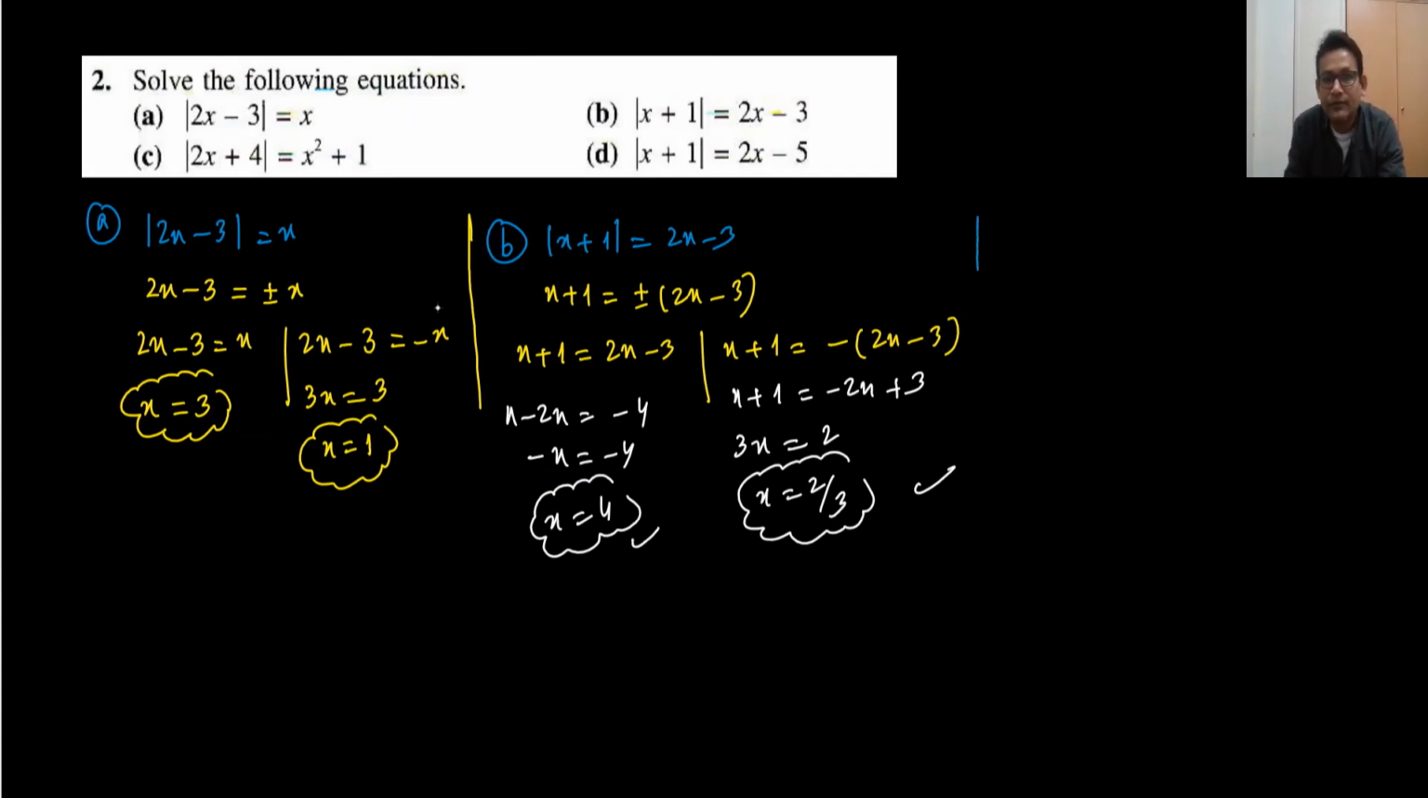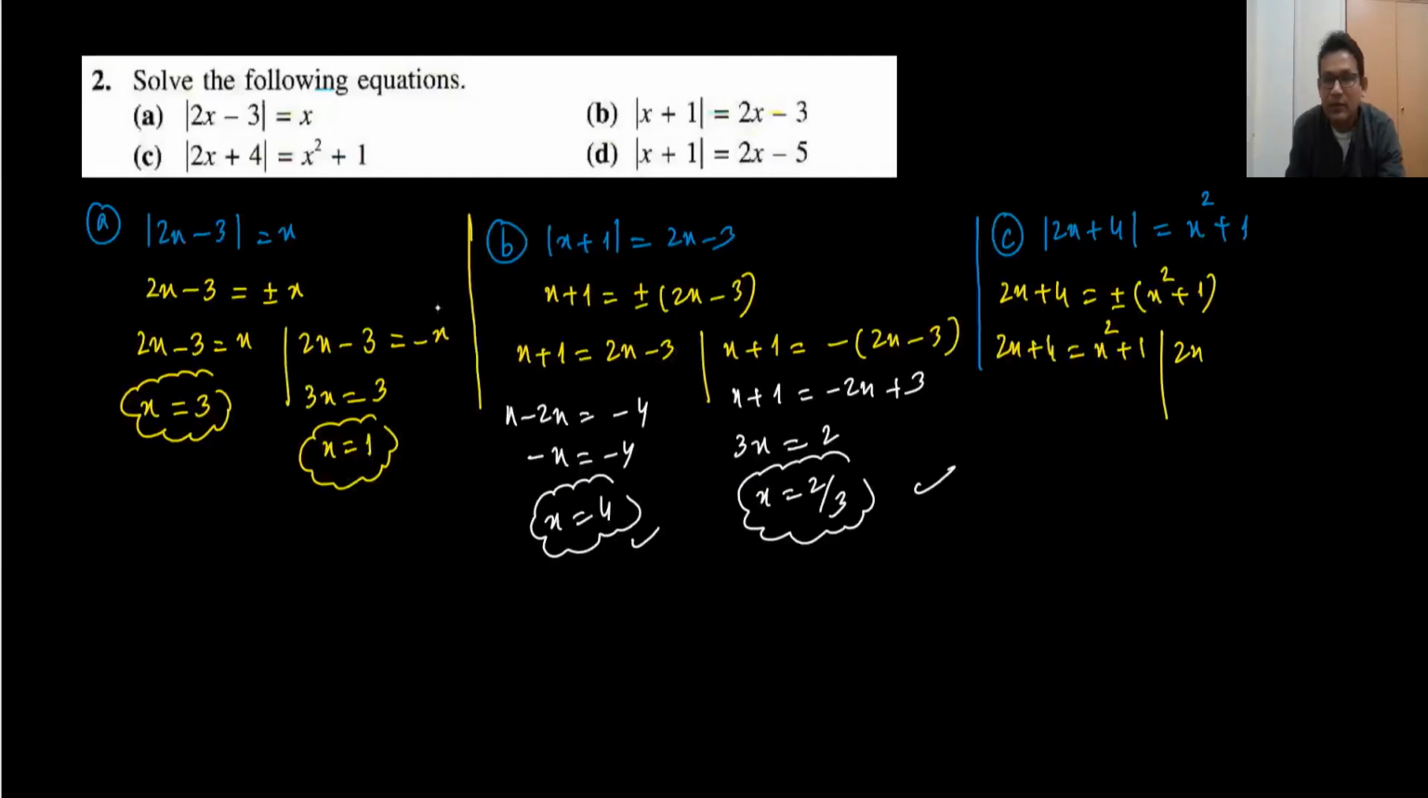Moving to part C now. In part C, we have the absolute value of 2x plus 4 equals x squared plus 1. Here we can have the quadratic form. First of all, we write plus minus, one time plus, one time minus, x squared plus 1. And be careful, a negative sign means change all the signs. Use a bracket so that you can understand the signs will be changed. So this becomes x squared minus 2x minus 3 equal to 0, because 1 minus 4 is minus 3.